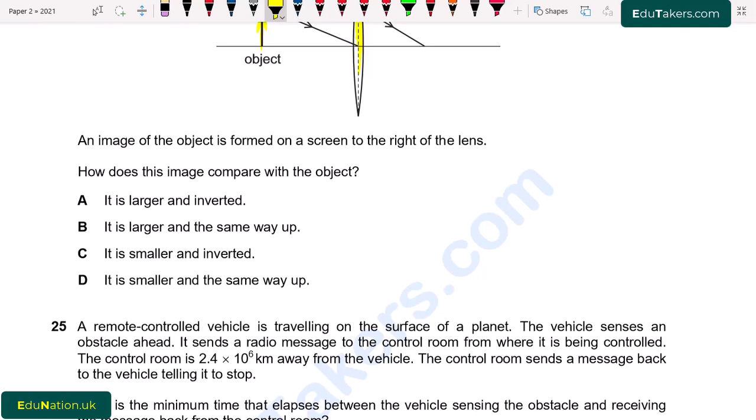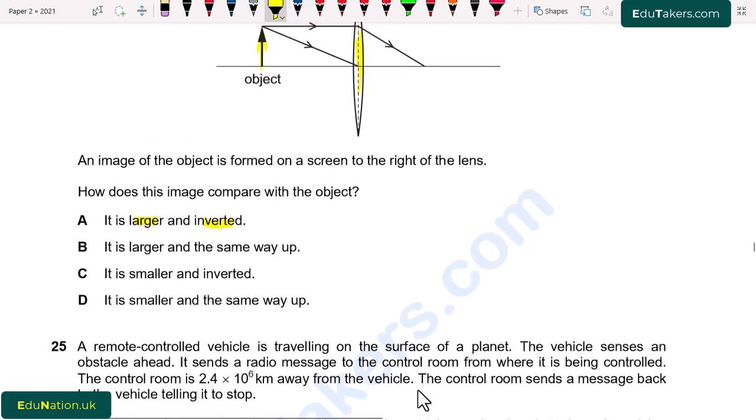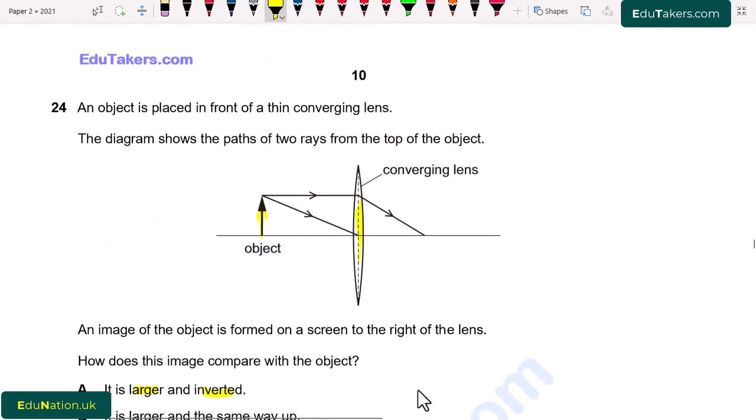A. It is larger and inverted. B. It is larger and the same way up. C. It is smaller and inverted. D. It is smaller and the same way up. So going back to the figure, we can first of all extend these rays and find out the location of the image, and then we compare the size of the object and the size of the image.